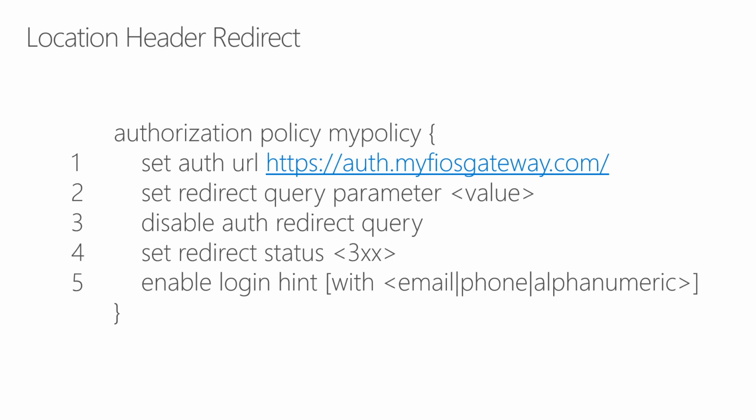The redirect status, you can set the redirect status on the redirect. It could be any of the 300 status codes. You can enable a logging hint. So for example, you're redirecting somewhere, and you can say enable logging hint with email, for example. The idea is that if you have an existing token, but that token is expired, you're getting redirected to Authentication Portal.